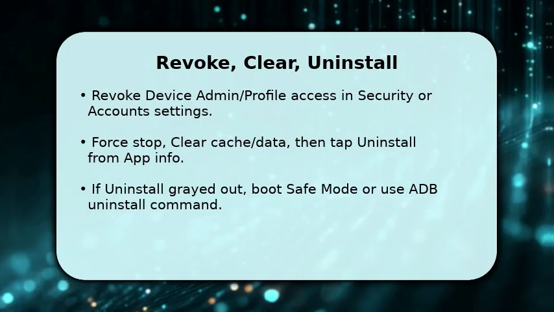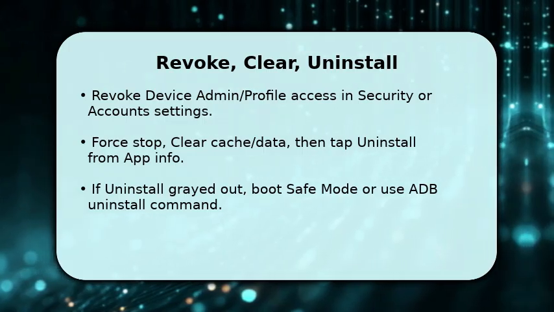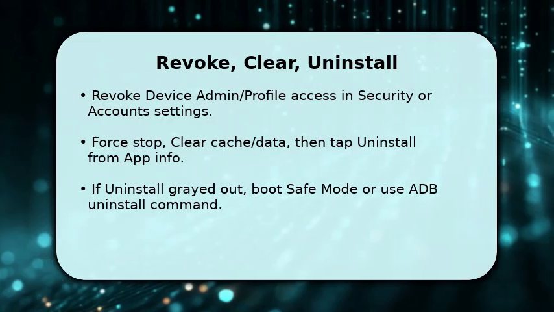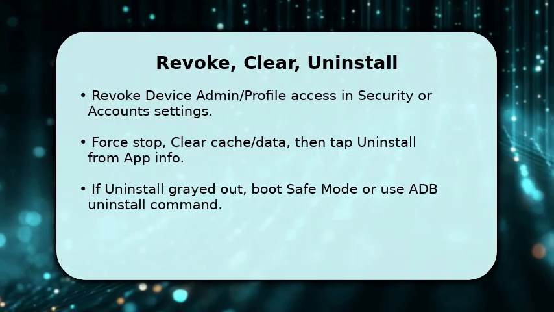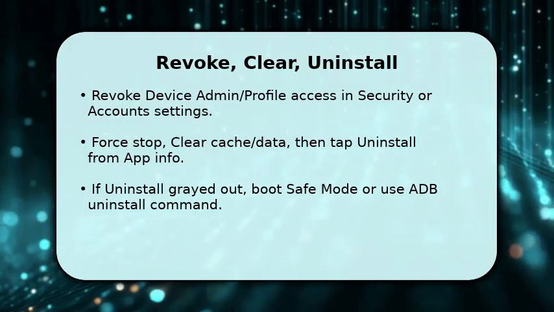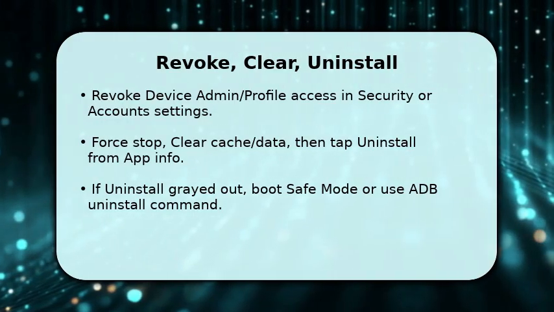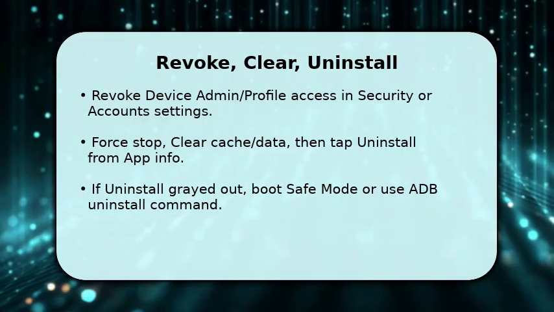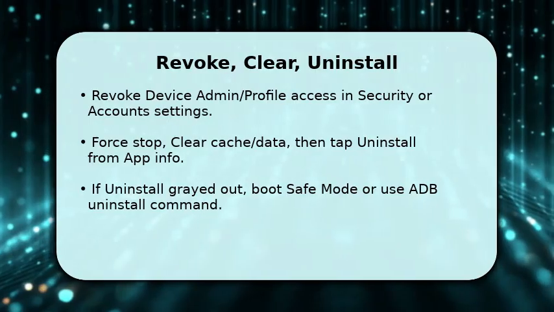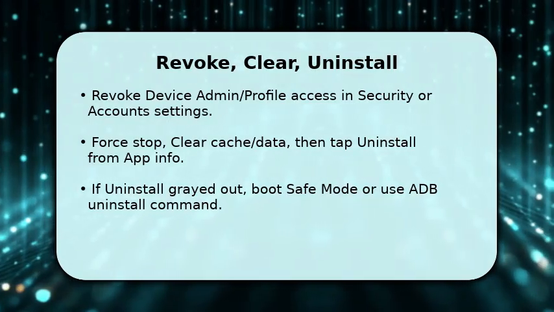Next, force stop the app and clear cache and app data to remove persistent settings, then tap Uninstall in App Info. If the uninstall button is grayed out, reboot to safe mode and try again. Safe mode disables third-party apps so removal succeeds. Alternatively, connect to a PC and use ADB with the uninstall command for the package.